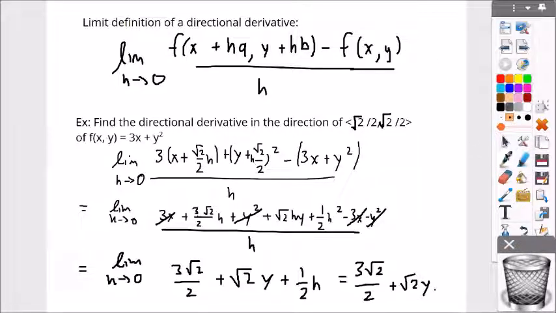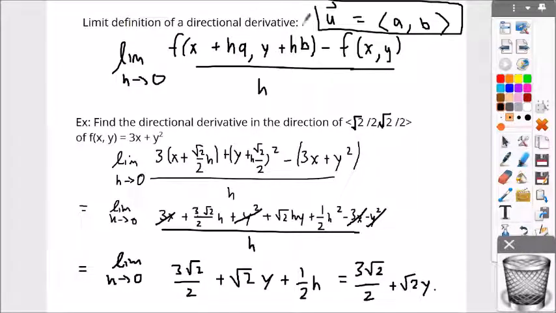And in this case, I should also specify that a comma b is a unit vector, like this. You could say like u hat. But a unit vector is a comma b. It has to be a unit vector. If it's not a unit vector, you're taking more than one magnitude, so you're gonna have to divide by that magnitude later on. So in this case, I find the directional derivative example.